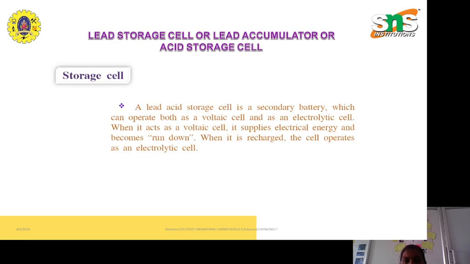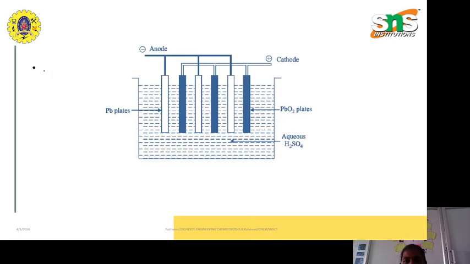as an electrolytic cell. When it acts as a voltaic cell, it supplies electrical energy and becomes run down. When it is recharged, the cell operates as an electrolytic cell. So, this lead acid battery can act as both an electrolytic cell as well as an electrochemical cell. Electrochemical cell means chemical energy is converted into electrical energy. In the case of the electrolytic cell, electrical energy is converted into chemical energy.